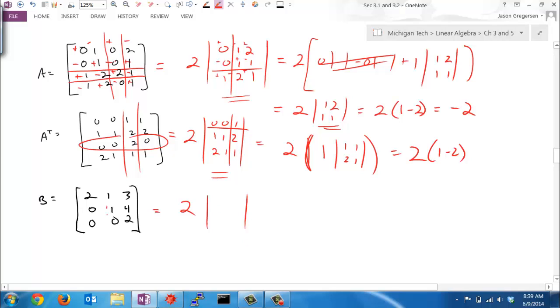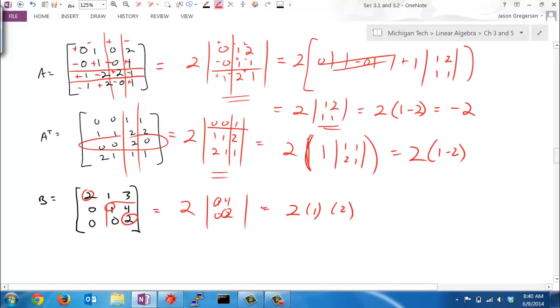That subdeterminant is going to be 1, 4, 0, 2. But I did a couple of those in the warm-up. And that little subdeterminant, well, it's just going to be this product, the 1 and the 2. So really, this is just going to be 2 times 1 times 2. This times this times this.